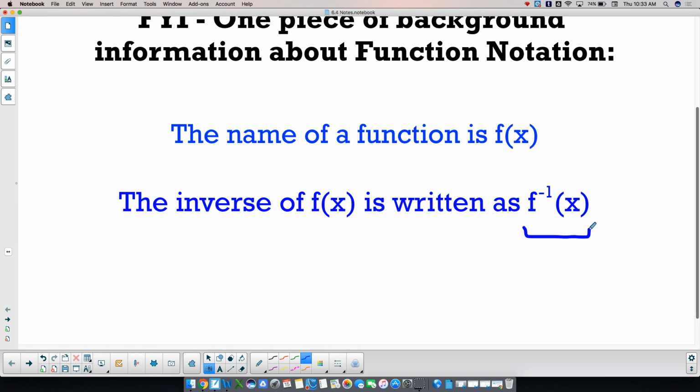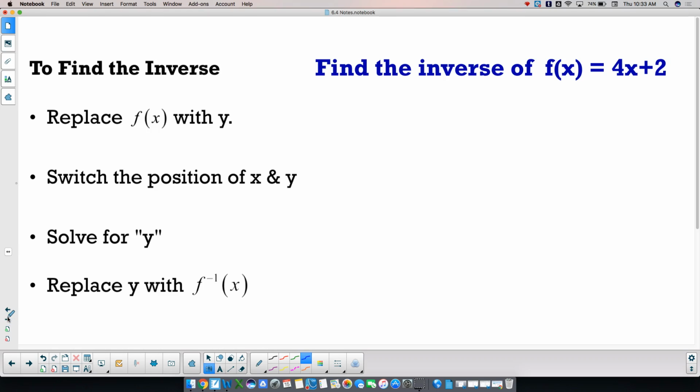So, four quick, easy steps to finding the inverse of any function. The first step is your function is going to be written in function notation. So, it's going to say f of x equals, in this case, 4x plus 2. Your first step is you are going to take this f of x here and simply rename it as y.